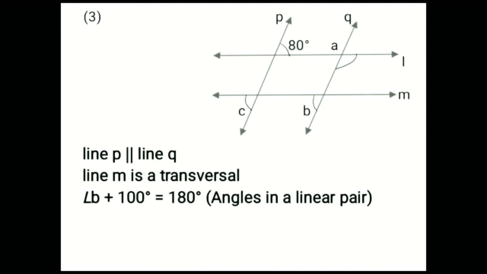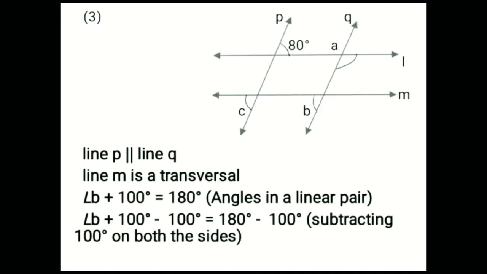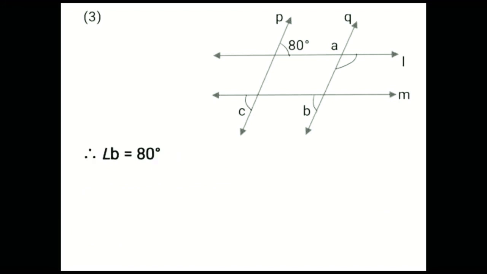Now, if the equation is addition, it becomes subtraction. Same method you have to follow. Angle B plus 100 degree minus 100 degree is equal to 180 degree minus 100 degree. Subtracting 100 degree on both the sides. 100 degree get cancelled. 100 minus 100 is coming 0. 180 minus 100 subtraction, do it now. Answer is getting 80. Therefore, angle B is equal to 80 degree.